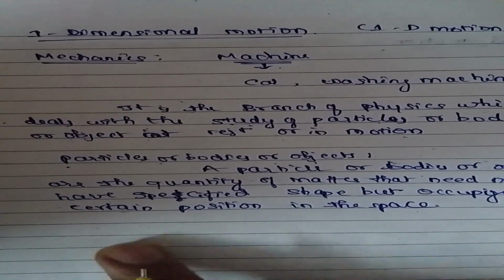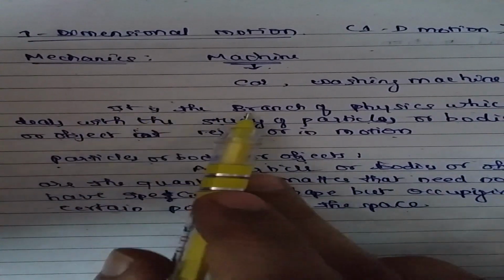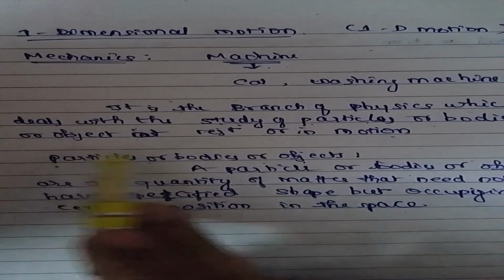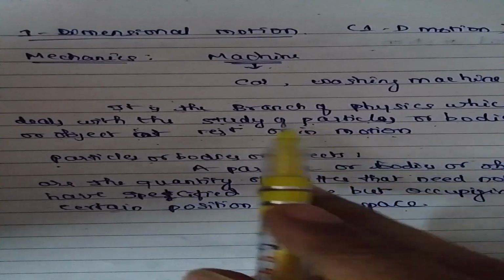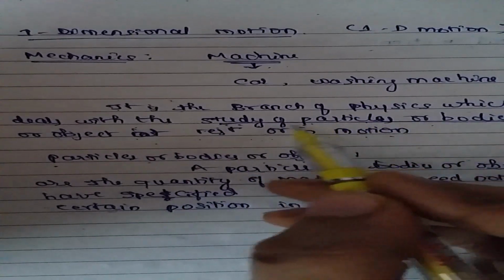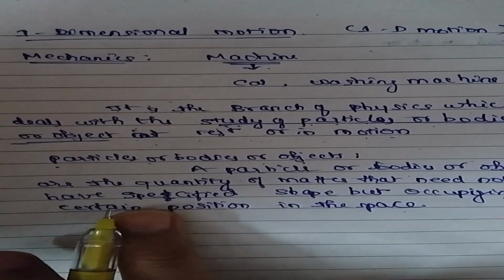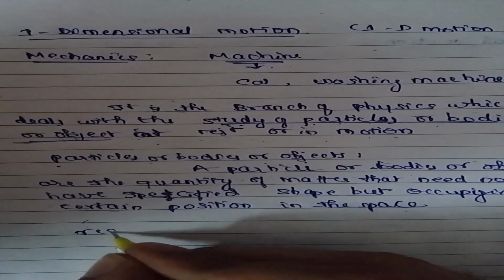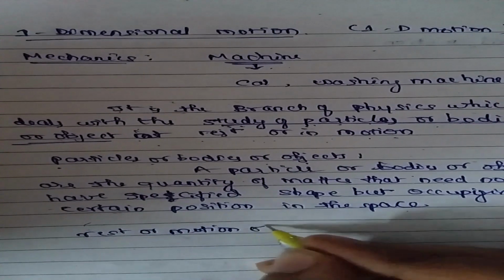Okay, now if we are coming back to the definition of mechanics, it is the branch of physics which deals with the study of particles or the bodies or the objects that are at rest or in motion. So half of the part we already defined. Study of particles or bodies or objects, we understood by this definition. Now we have to define what is meant by rest and what is motion.